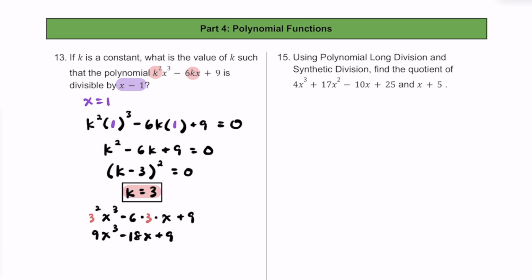Now if you divide this polynomial right over here by this binomial right over here, we're not going to have a remainder. So you can use either polynomial long division or synthetic division to prove that. I'm not going to do that right now. If you divide this by that x minus 1, you're not going to have a remainder. It's going to go in evenly. But I'll go over some synthetic division and some polynomial long division in a future problem.